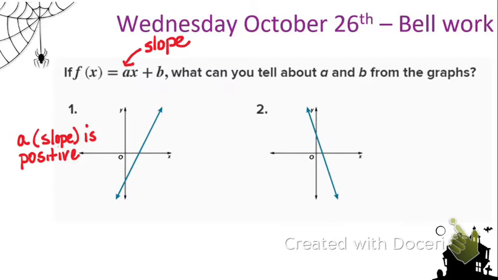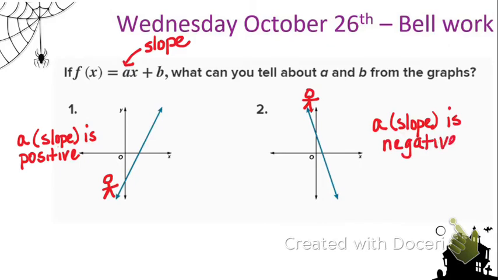All right, what about the slope of this equation? Negative. All right. Because when we're looking at it, I like to look at it as a hill. It's a straight line. So if I were to draw a person here, this person is going up a hill, so it is a positive slope. But for my second one, this person is going downhill, so a, which is your slope, is negative.